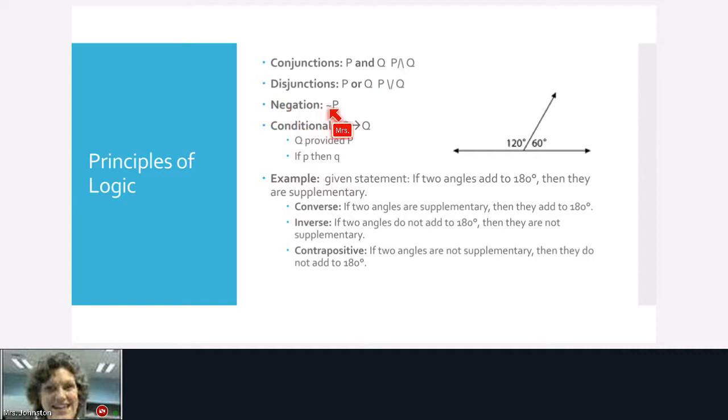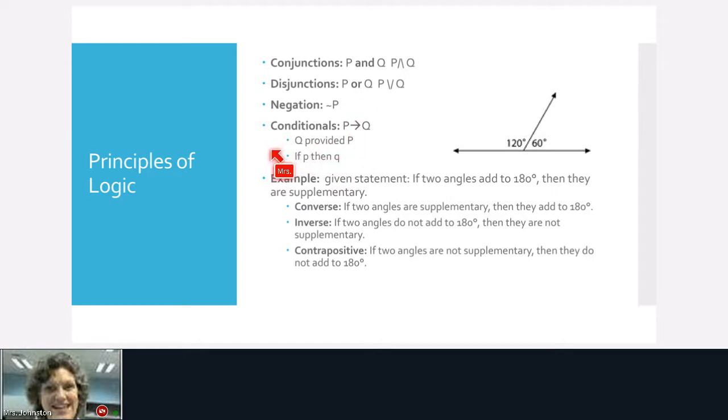When you're looking at a negation, use this little squiggly line in front of the statement that you're talking about. So that means not P. If I say the sky is blue, then not P is the sky is not blue.